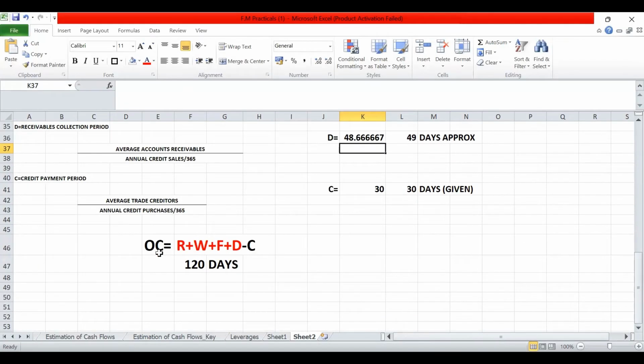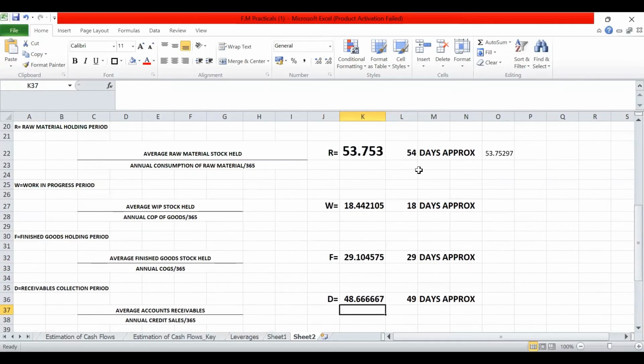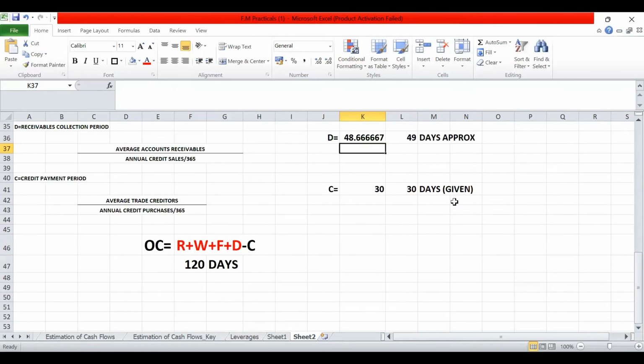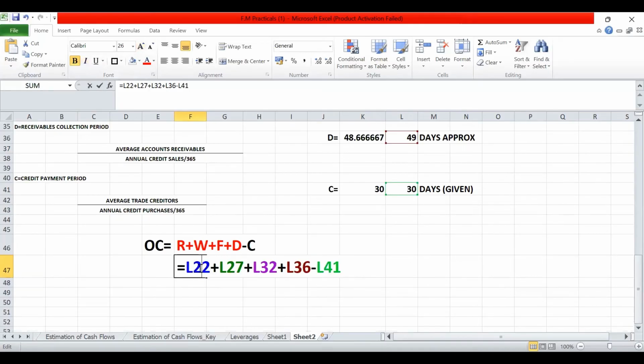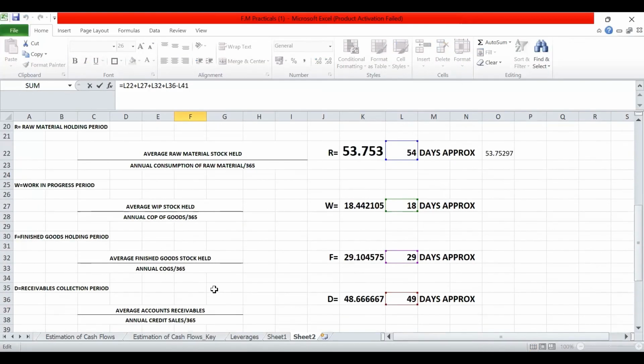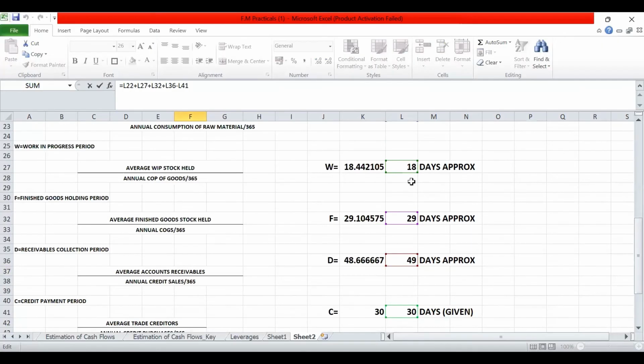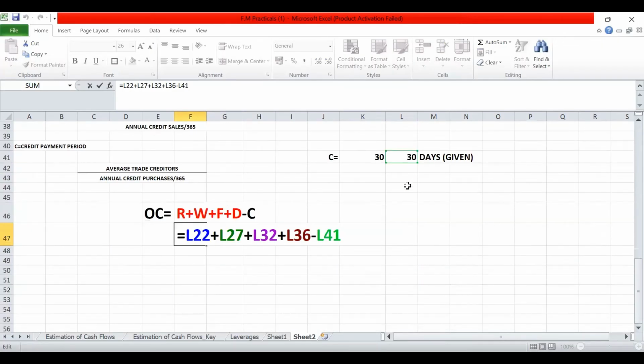Now we know that operating cycle is equal to R plus W plus F plus D minus C. That is raw material holding period plus work in progress period plus finished goods holding period plus your receivable collection period minus your credit payment period. So with all these days given to you and you have calculated them, based on this, you may calculate it as this. So we have taken the cell referencing of R plus W plus F plus D minus C, which will give you the net operating cycle.